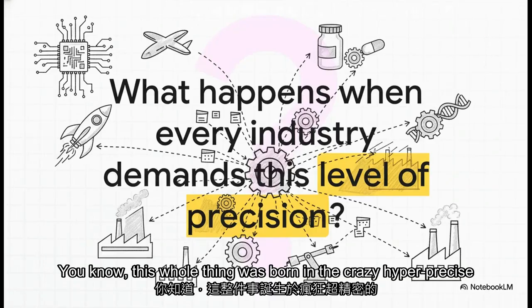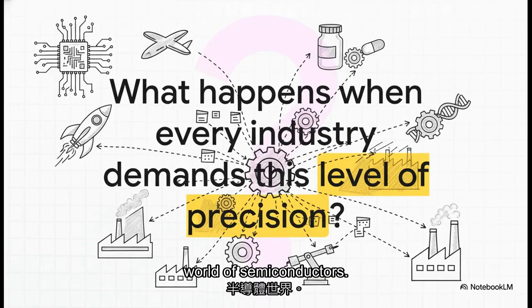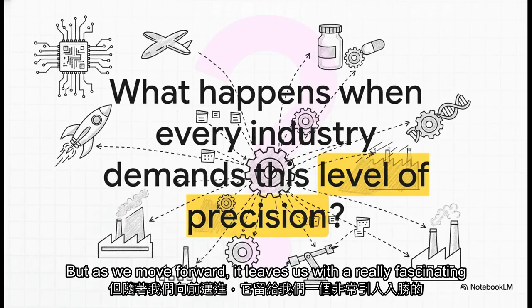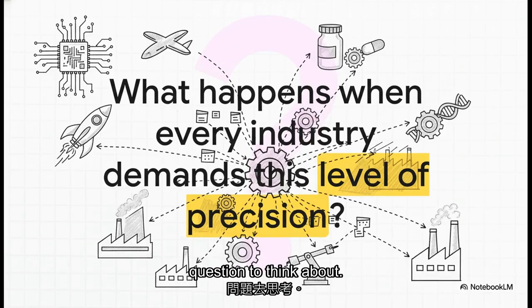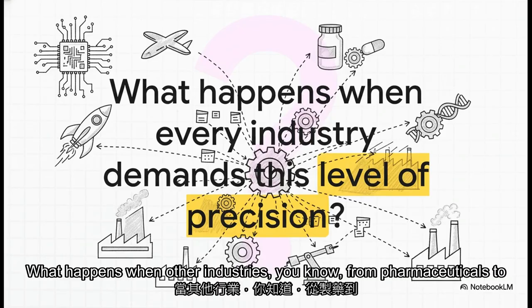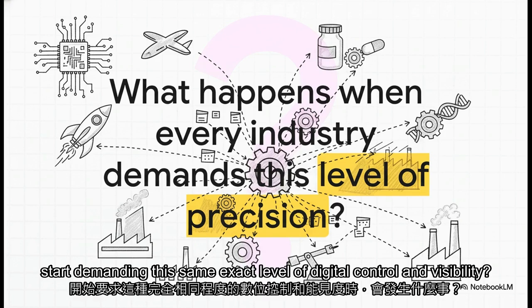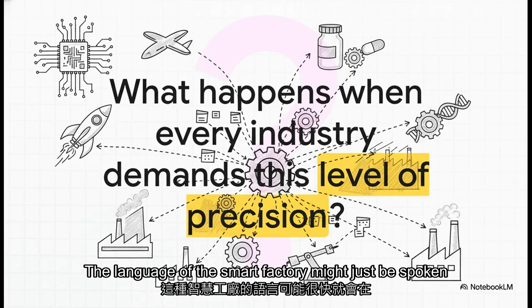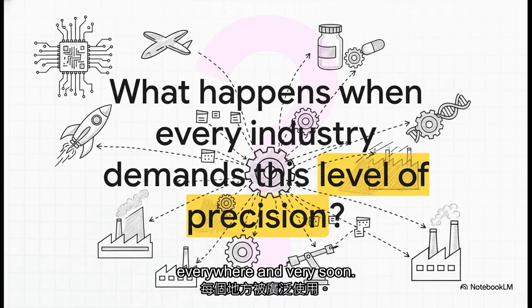You know, this whole thing was born in the crazy, hyper-precise world of semiconductors, but as we move forward, it leaves us with a really fascinating question to think about. What happens when other industries, from pharmaceuticals to aerospace, start demanding this same exact level of digital control and visibility? The language of the smart factory might just be spoken everywhere, and very soon.